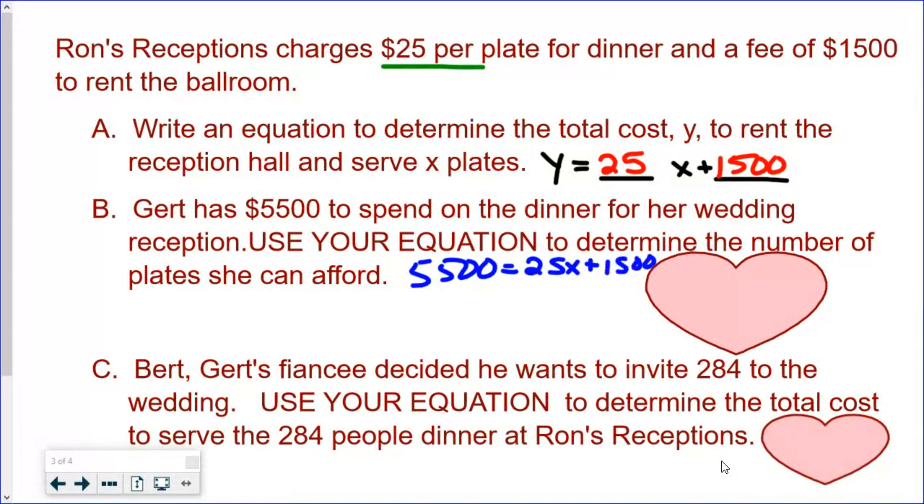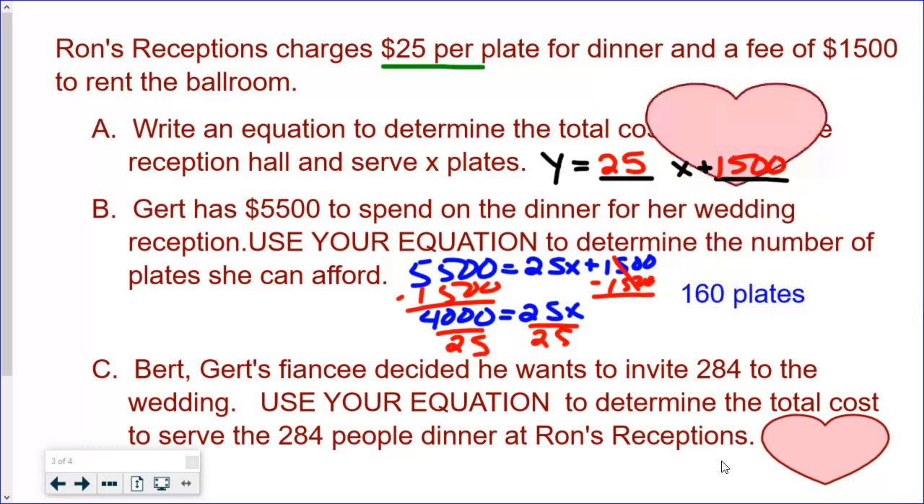Remember, the first thing you do is you minus the 1,500 to get rid of that. So you have 4,000 equals 25x. And the last thing you do when you're solving for these, you divide and you get x and you label your answer. You should get 160 plates.